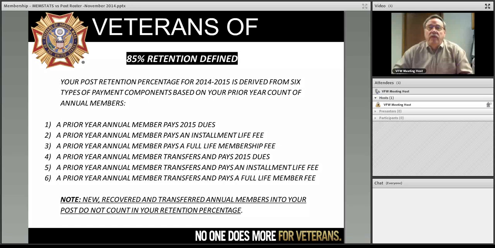New, recovered, and transferred annual members into your post do not count in your retention percentage. Those are members transferring into your post, not a member that paid you 2014 dues that is part of your prior year total that transfers into another post. So there's a difference. If they transfer out of your post and pay, you get credit. If they transfer into your post and pay, the other post gets the credit.